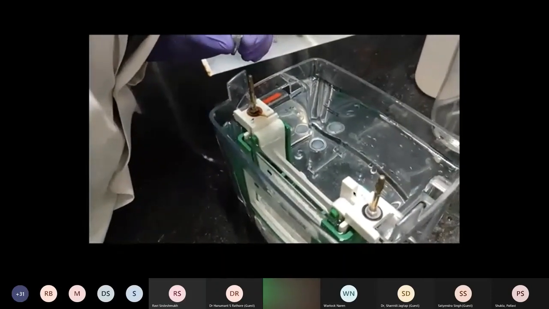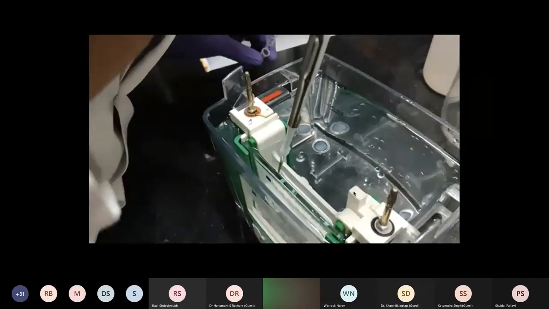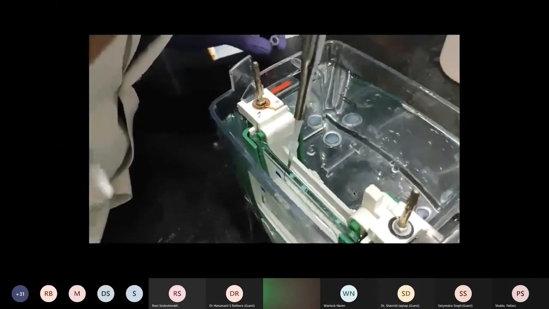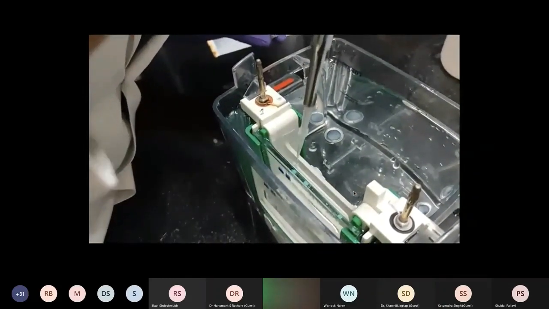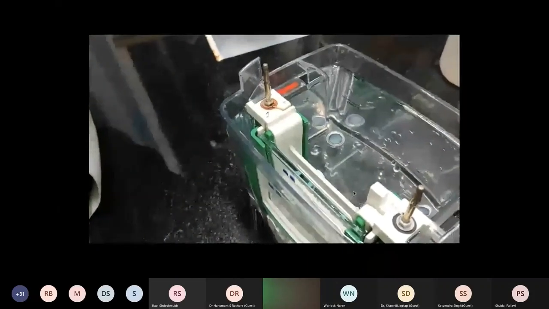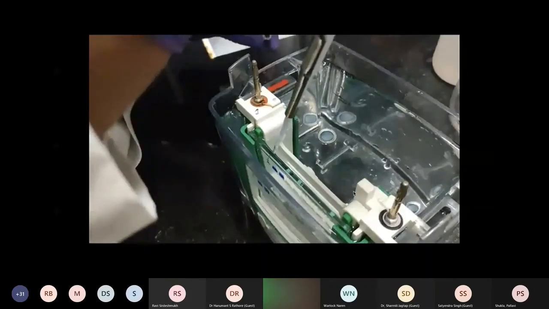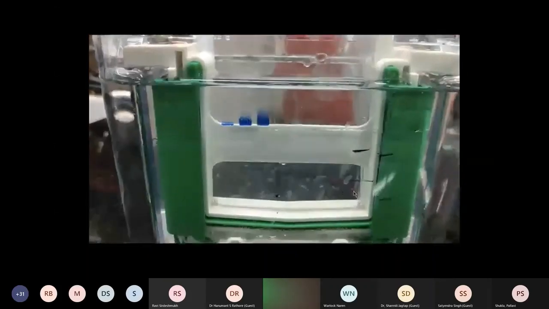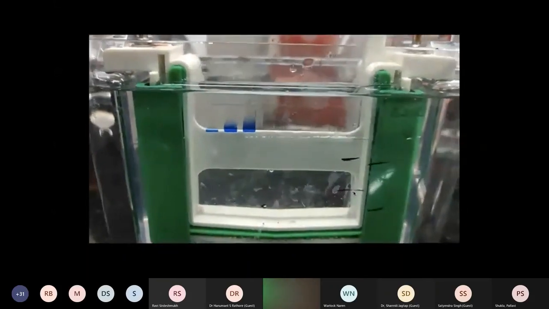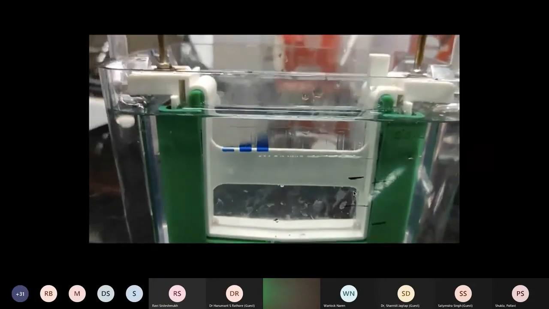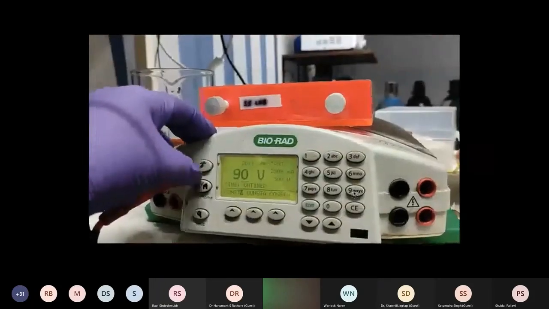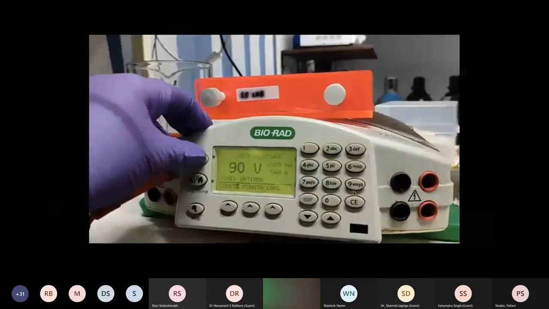The sample can be loaded in duplicates along with protein ladder so that the molecular weight can be estimated for the proteins. Now we can see that the sample is loaded and it is ready to perform the electrophoresis. After setting the suitable voltage, start running.